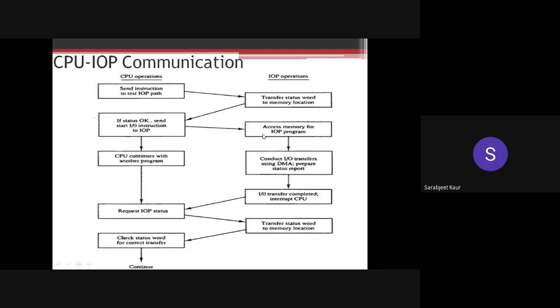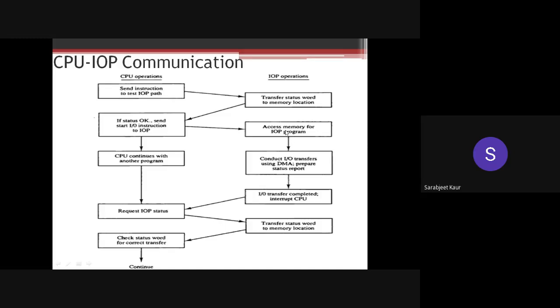Now, this doesn't show you the bus grant and bus request things. But after this, the IOP asks the CPU for the bus, which the CPU grants through a bus grant. And then the IOP uses the memory buses to access the memory for the IO program. So I told you that it downloads its own IO program, decodes the instructions, and executes them.